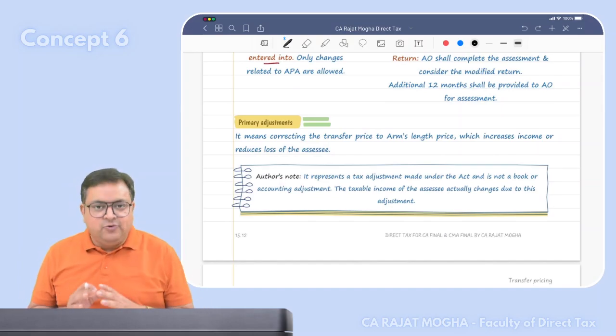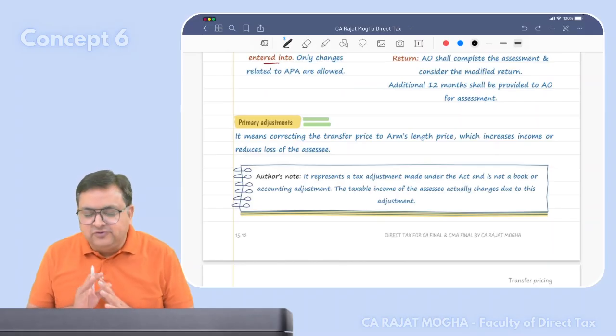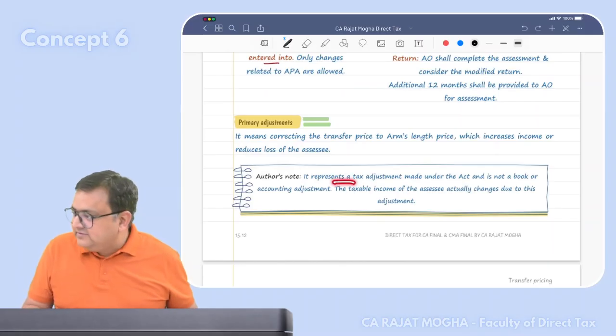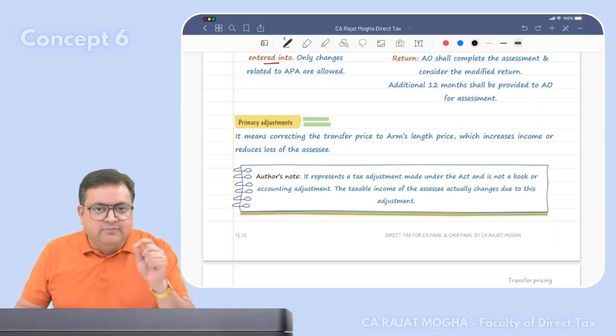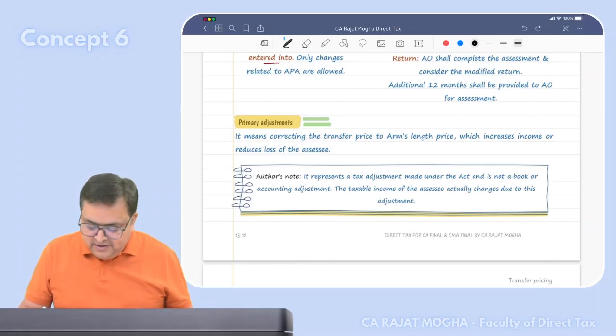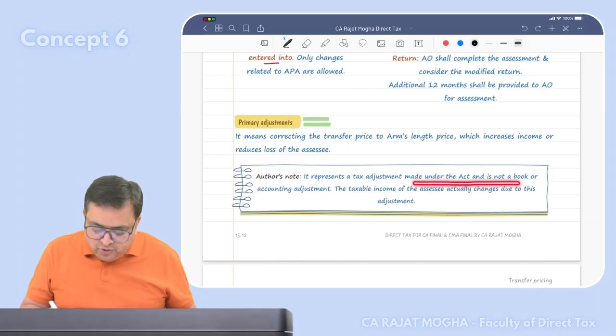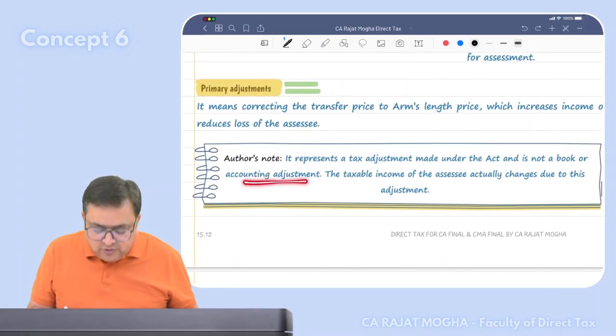Now, I have given a note over here. What is a primary adjustment? It is not a book adjustment. It represents a tax adjustment. It is just a taxation adjustment, not a book entry made under the act, and is not a book or an accounting adjustment. It is not at all an accounting adjustment.